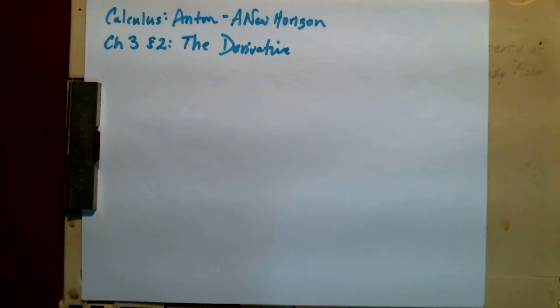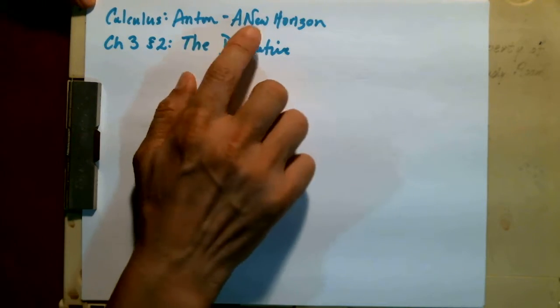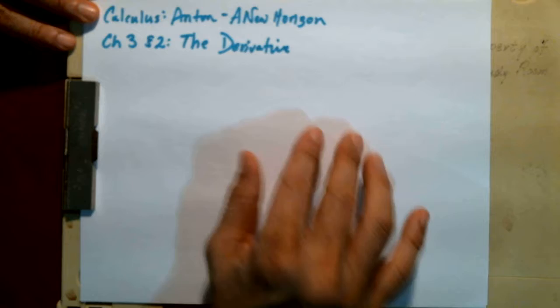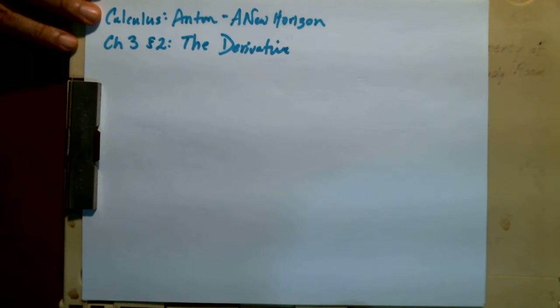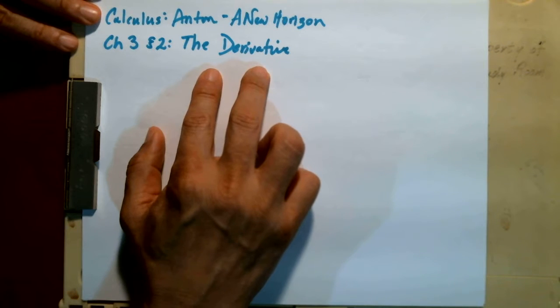This is from Anton, Chapter 3, Section 2, which is called the derivative. It's from A New Horizon, which is for Ventura High School, Calculus BC. Okay, the section is called the derivative.